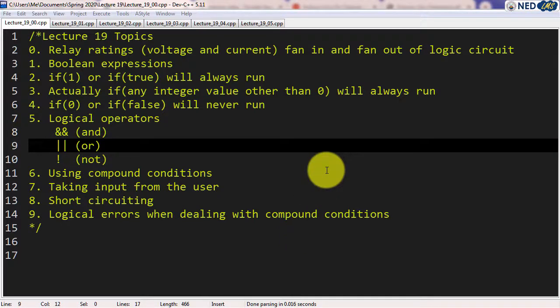In lecture 19, we will be continuing the discussion of making computer programs with decision making using if-else statements. We will discuss Boolean expressions whose output is always taken as either 1 or 0, or true or false. We will also discuss the logical operators such as and, or, and not operators. Then using these operators we can construct compound conditions using if-else statements.